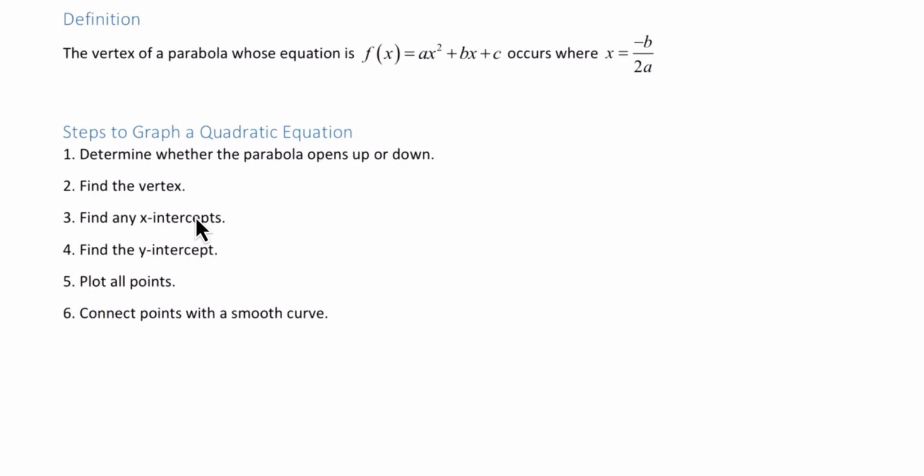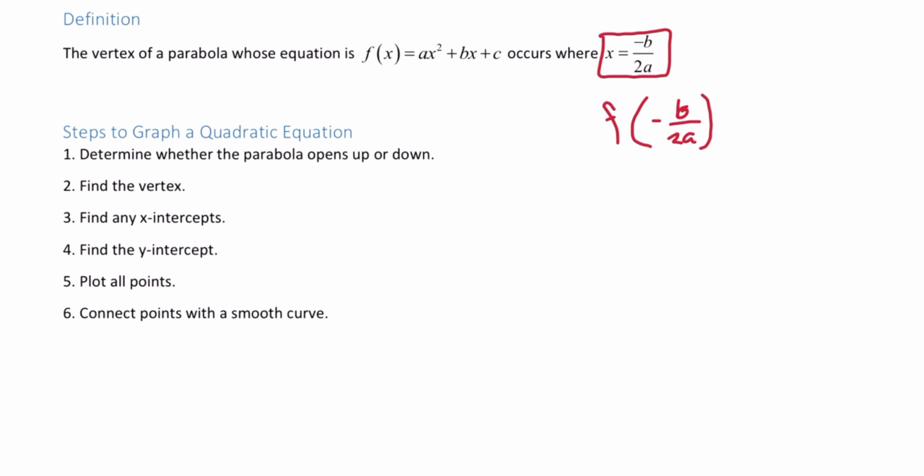The vertex of a parabola is found by using x equals negative b over 2a. That will give you the x coordinate of the vertex. And then to find the y coordinate, we do the function evaluated at negative b over 2a.